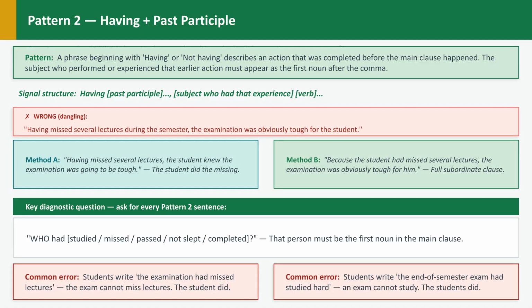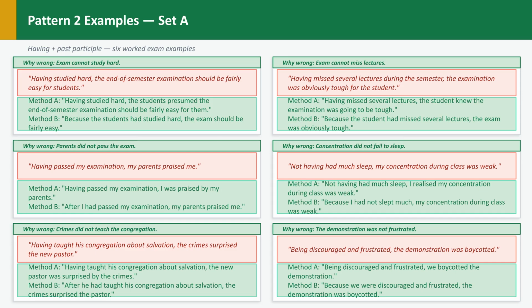Avoid common errors, like assigning the action to an inanimate object. Review these examples for Pattern 2. The fixes demonstrate both Method A, keeping the participle phrase, and Method B, converting it to a full subordinate clause. Both maintain the original meaning while correcting the error.